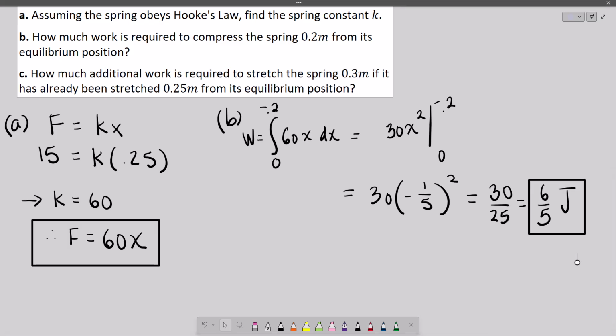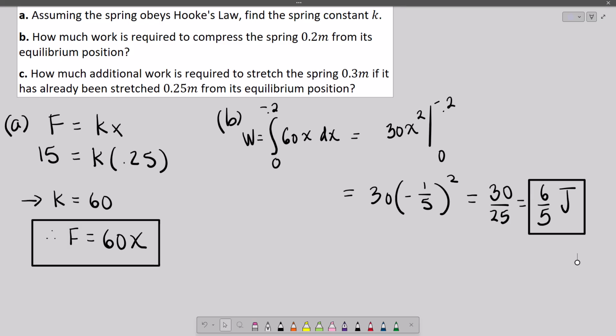How much work would it take to stretch it 0.2 meters? Same amount, and you can see that from the square. If we went from 0 to positive 0.2, doesn't matter. When you plug it into this square, it's going to become positive.